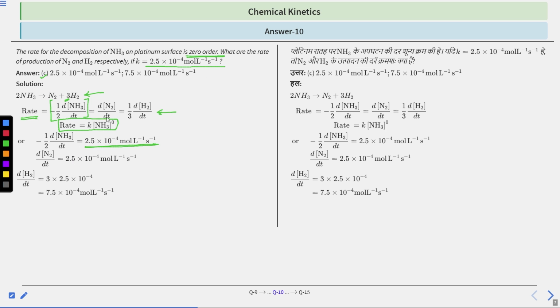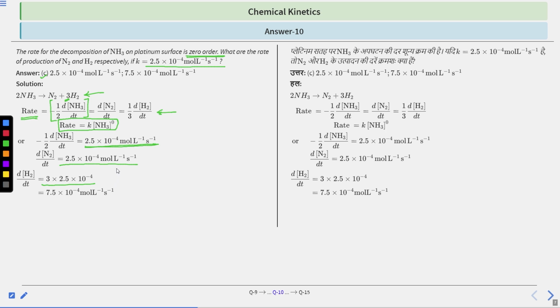Or you can also say that d of N2 by dt is equal to rate, and rate is equal to K. So d of N2 by dt is equal to K. Similarly, 1 by 3 d of H2 by dt is equal to rate. So 1 by 3 d of H2 by dt is equal to K, and 3 will come in the multiplication. So d of H2 by dt will become equal to 3 times 2.5 times 10 to the power minus 4, which is 7.5 times 10 to the power minus 4 mole per liter per second.